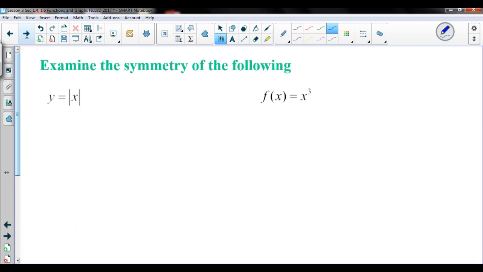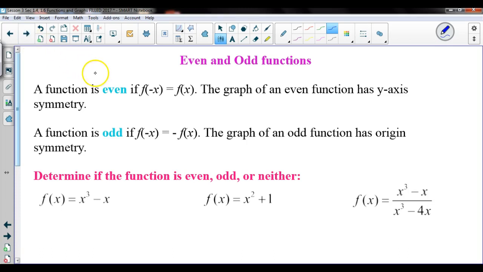Alright, examine the symmetry. We already talked about that some today when we were drawing those graphs. So this is what I want to get to, even and odd functions. A function is even if f of negative x equals f of x. The graph of an even function has y-axis symmetry. So you need to know that. Okay, so f of negative x equals f of x. And I'm going to show you with these examples what I mean by that. But literally, it just means plug negative x into the function.